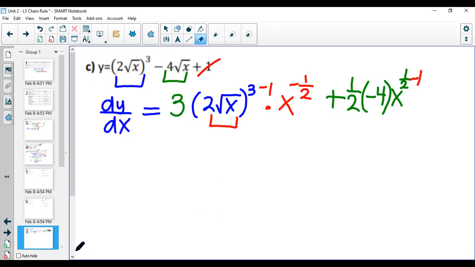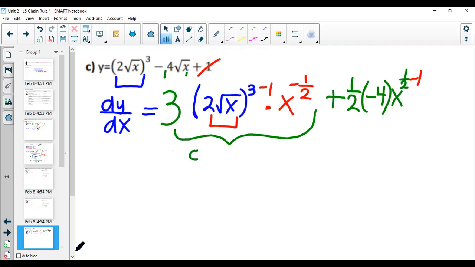Rewrite this a little bit. Notice that there is no inside function here, right? The -4 root x is just a straight application of the power of a function rule. There is no inside function, so there is no chain rule that I have to worry about. So the only chain rule portion is this.